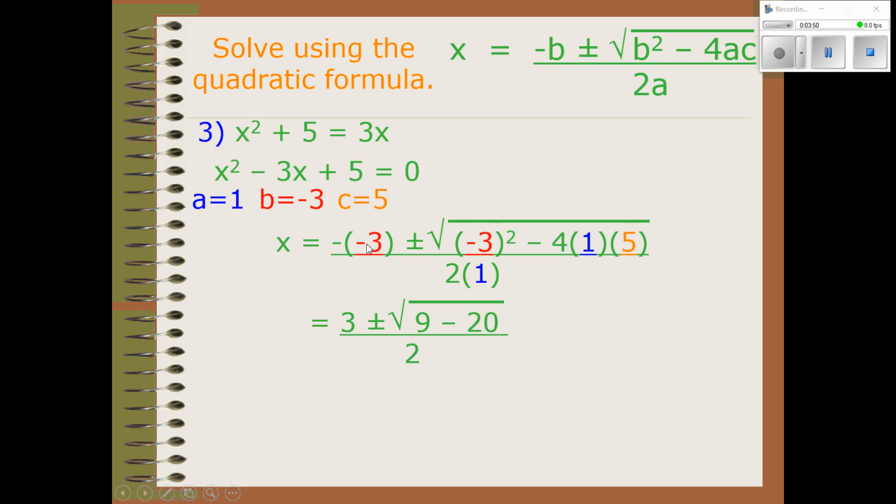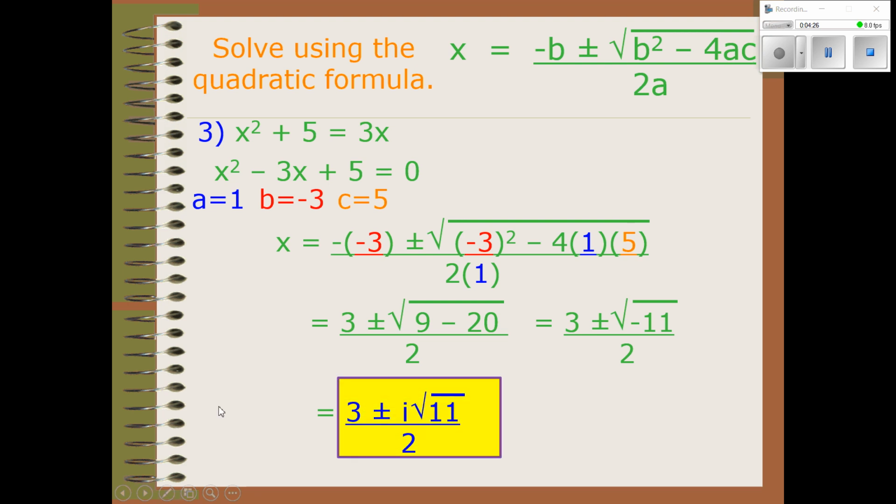Be careful here: negative negative 3 is a positive 3, plus or minus the square root of negative 3 squared, which is 9, and then negative 4 times 1 is negative 4, negative 4 times 5 is negative 20, so 9 minus 20, over 2. This is going to end up negative under the square root, and of course when we have a negative square root, we're going to have to take out an i. So we have 3 plus or minus i square root of 11 over 2. And remember, we do not split that up when we have an i, so we just leave it as our answer: 3 plus or minus i square root of 11 over 2.